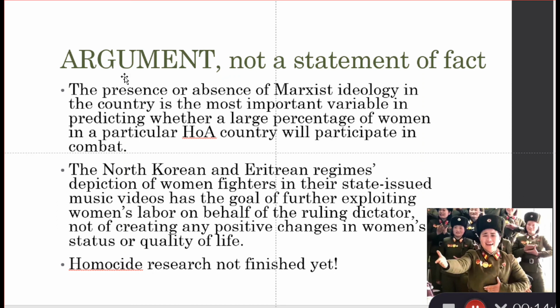So your answer should be an argument. It shouldn't be simply a statement of fact. You don't want to say women play an important role in the army in North Korea. That would basically be a statement. What you might want to say is women play an important role in the army because of such and such. So these were some of the arguments. One of the pieces, I really have not finished the research yet, so I didn't have any argument quite yet.